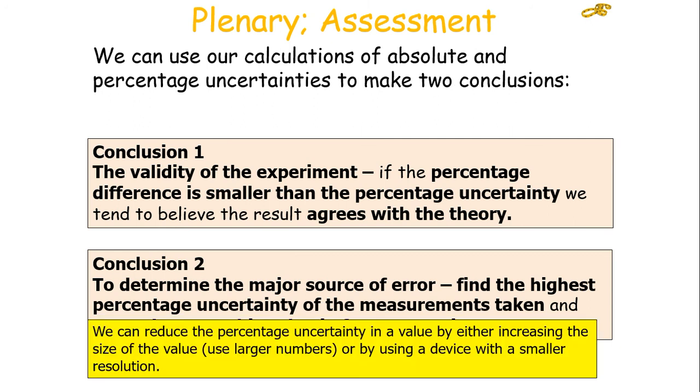Like we mentioned before, we can reduce the percentage uncertainty in a value by either increasing the size of the value, so use larger numbers, or by using a device with smaller resolution, or by repeating and taking a mean average, or by improving experimental technique. It's more common in investigations. The easiest way to do this is just to use larger values.